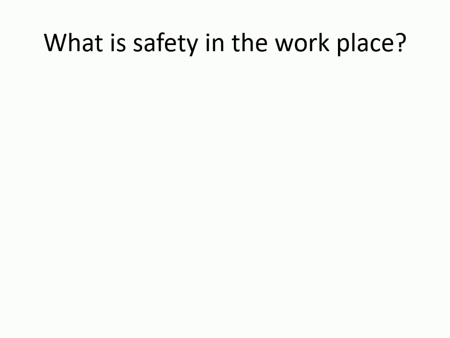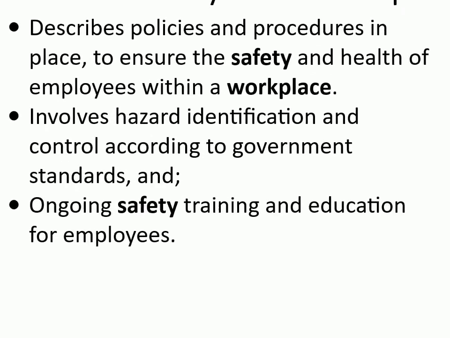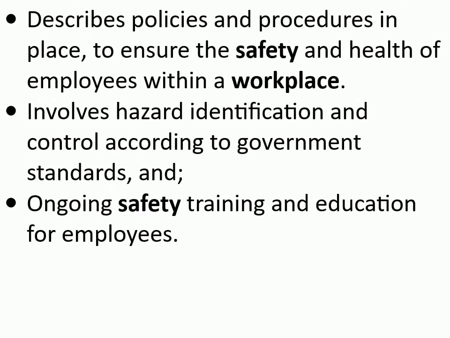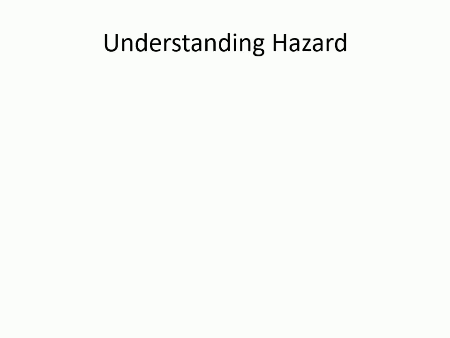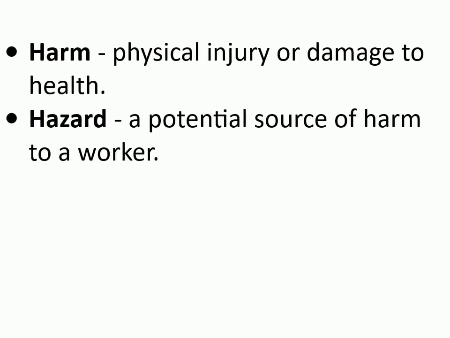What is safety in the workplace? It describes policies and procedures in place to ensure the safety and health of employees within a workplace. It involves hazard identification and control, according to government standards, and ongoing safety training and education for employees. Understanding hazard. Harm: physical injury or damage to health. Hazard: a potential source of harm to a worker.